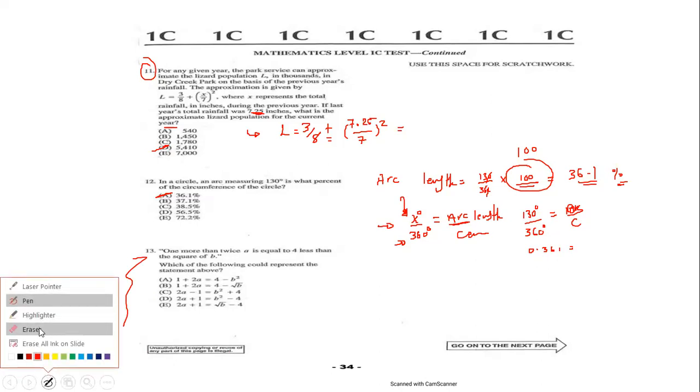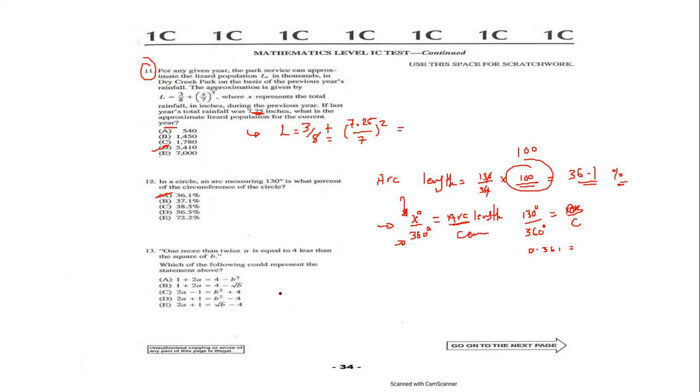13. 1 more than twice A, we have to write it like this, is equal to 4 less than the square of B. The squaring of B comes first and then minus 4. Yeah. And then, what he's asking: which of the following could represent the statement above? Okay, just choose it. 1 plus 2a equals b squared minus 4. That is D.